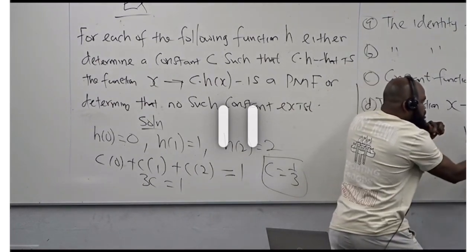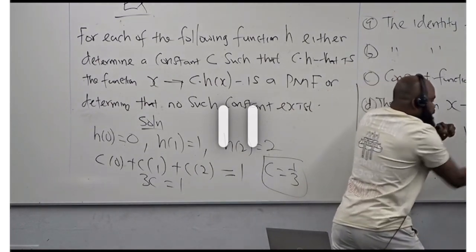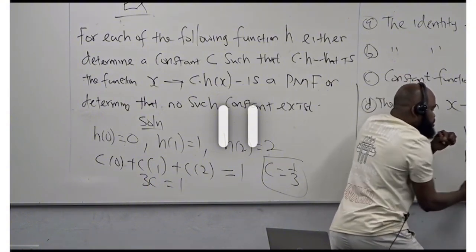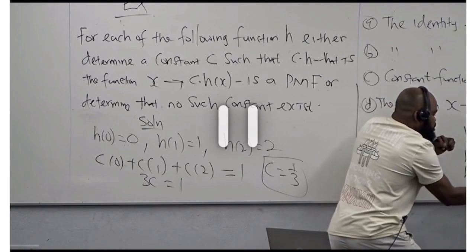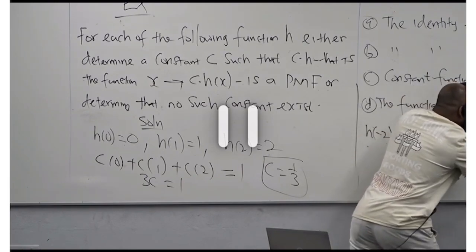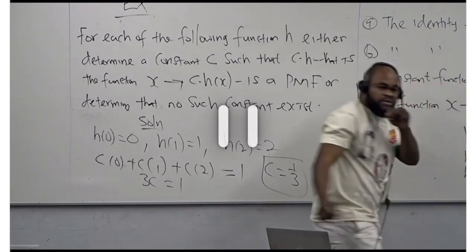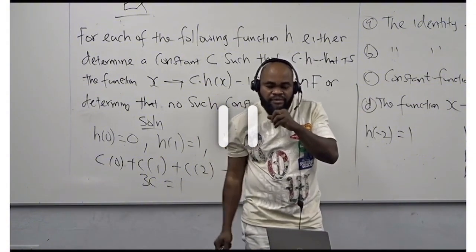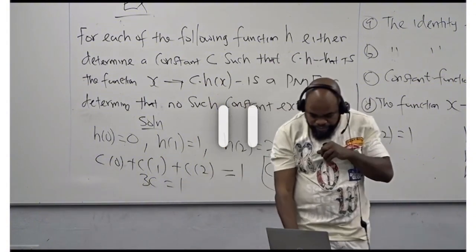h of 0 is going to be 0 squared, 0, right? What is h of 1? That would be 1 squared, right? What is h of 2? That would be 2 squared. So this is 0, 1, 4. Does that make sense? You can be given whatever function and asked to figure out the values.